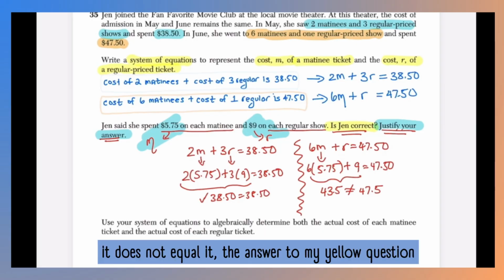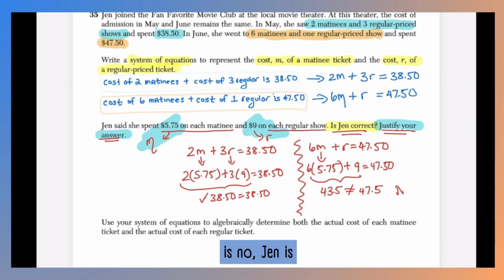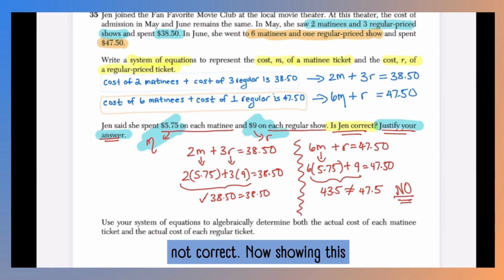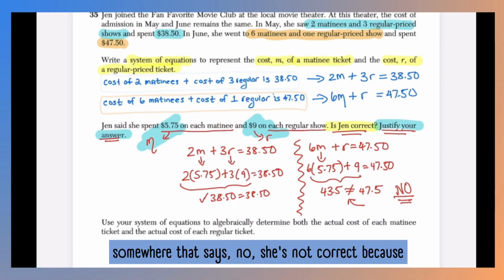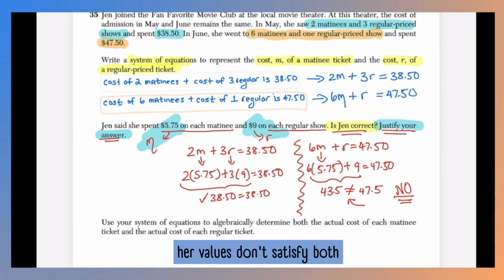And because it does not equal it, the answer to my yellow question is no. Jen is not correct. Now, showing this does not equal symbol is enough to justify our answer of no. But if you want to be more thorough, you can write a little sentence somewhere that says, no, she's not correct because her values don't satisfy both equations, or her values don't make both equations true.